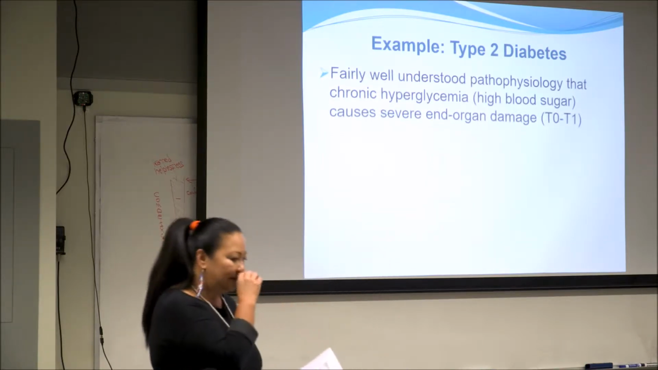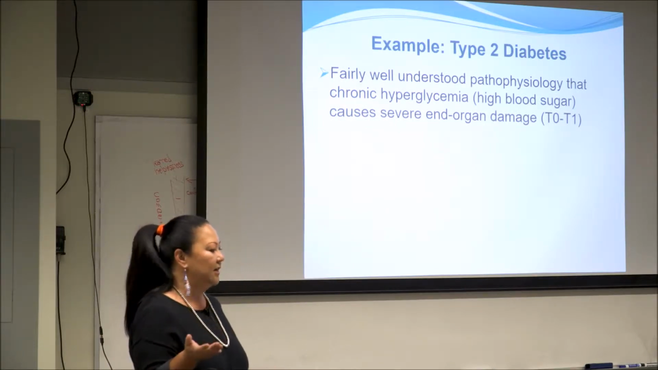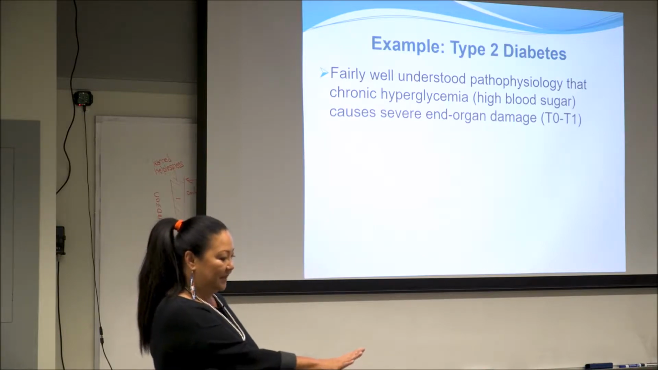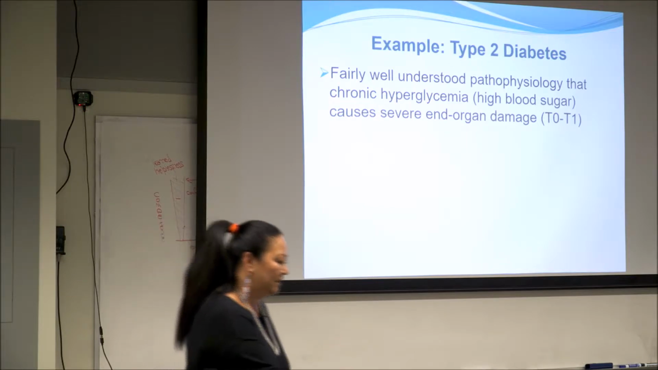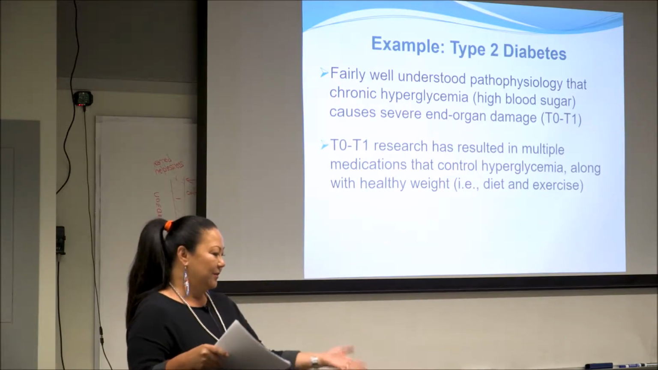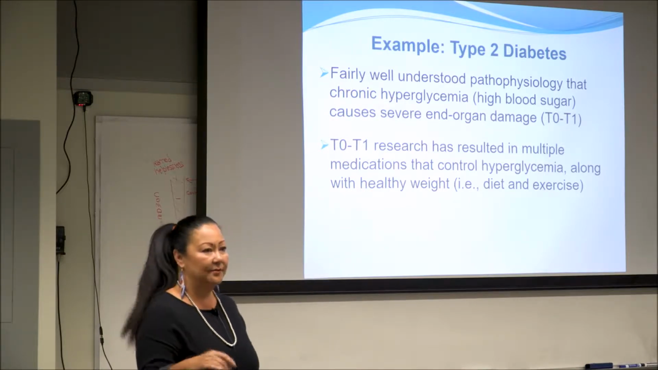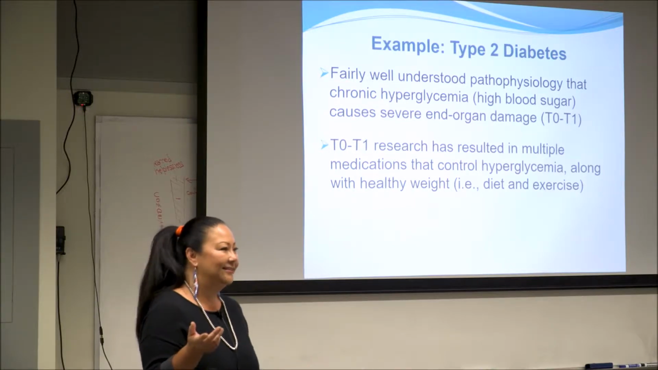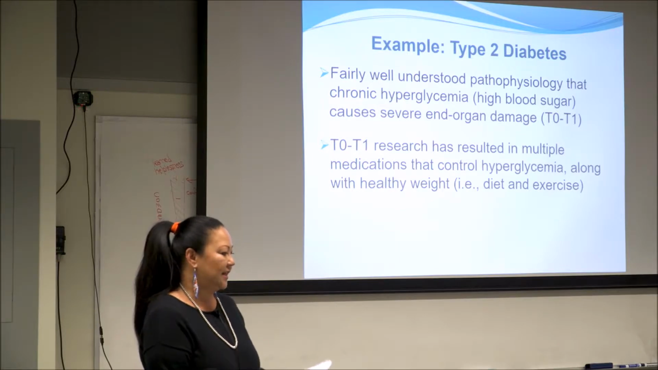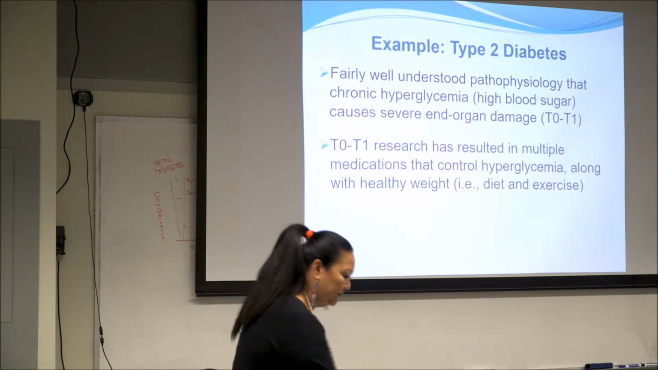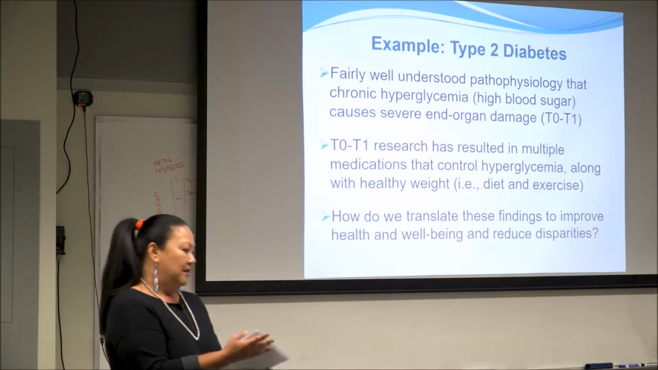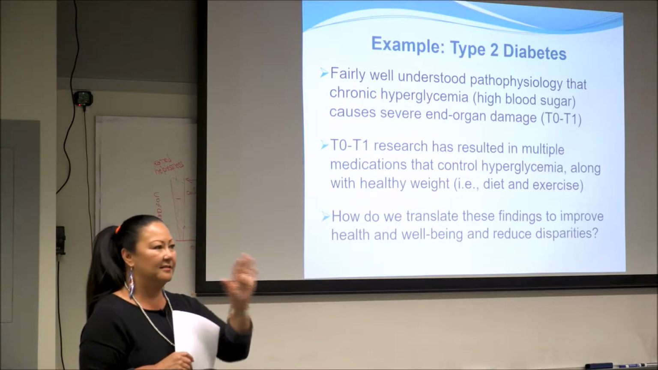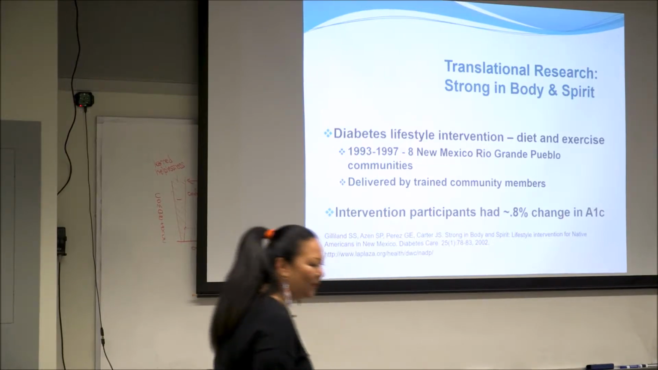It's a fairly well understood pathophysiology that chronic hyperglycemia, that's high blood sugar, can cause severe end organ damage. And they established this research in that T0 to T1 studies, which then resulted in multiple medications. So we have lots of medications for type 2 diabetes now that control high blood sugar, or hyperglycemia, along with, of course, weight loss, maintaining a healthy weight, and exercise, which are helpful too for people with diabetes to control high blood sugar. Yet we know these things, but there are huge disparities in type 2 diabetes between whites and racial ethnic groups. So why is that? And what can we do about it?